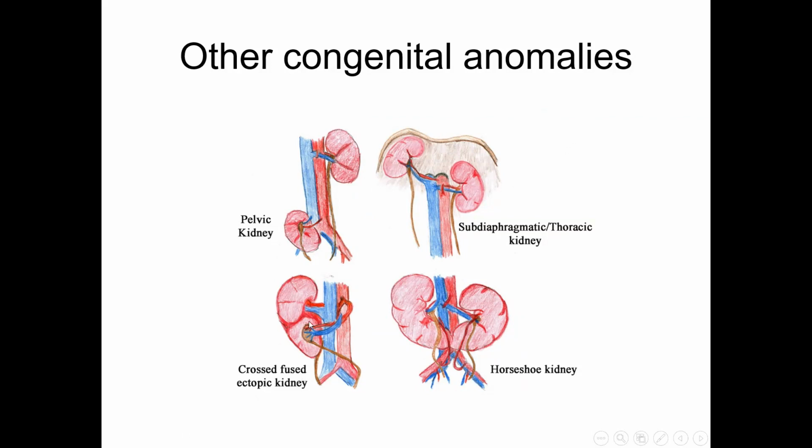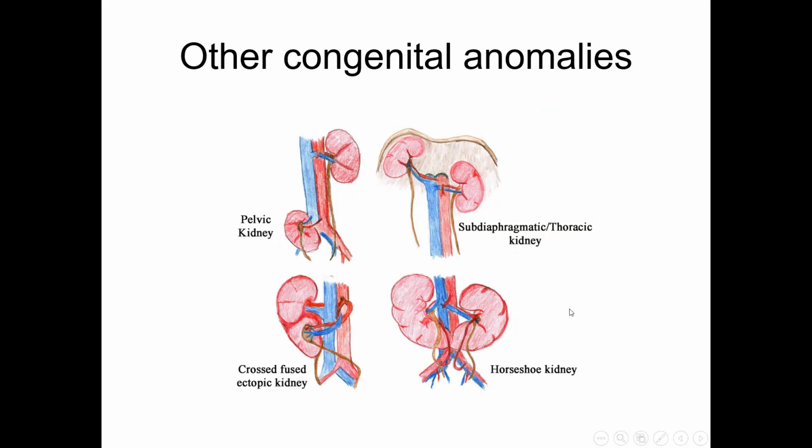This is a crossed fused ectopia. Cross means that it has gone to the other side and has fused with the kidney that is there. So crossed fused ectopia. But remember, the collecting system remains and opens on the same side. So the ureter will open on the left side.